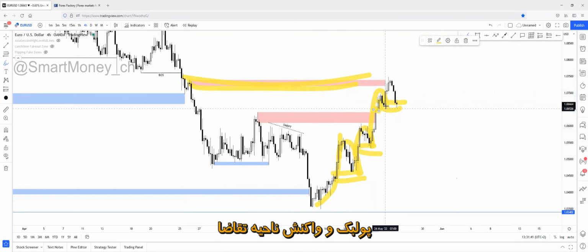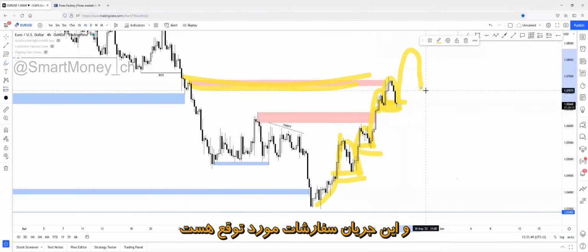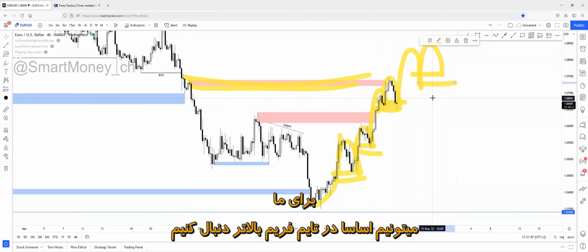Inefficient movements, pullback, demand reactions, inefficient pullback, demand reaction. And this is the expectation order for us that we can follow on the higher time frame.